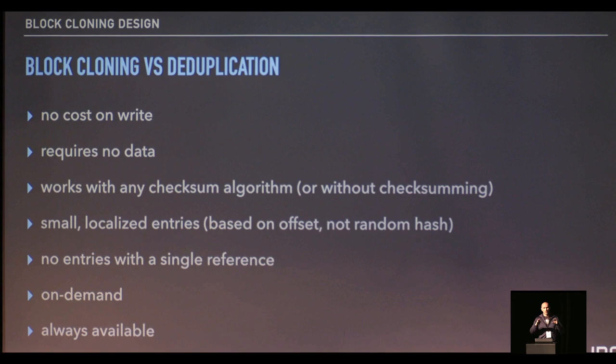With deduplication, you have to store all the blocks in the table. So on each write, on each block creation, we have to create an entry in the dedup table. That's the huge problem with deduplication as well, that the table grows even if you have a lot of blocks with just one reference. With BRT, there are no such entries in the table. And as I mentioned, it's on demand. You specifically clone the file or block or given range of bytes, and it's always available.